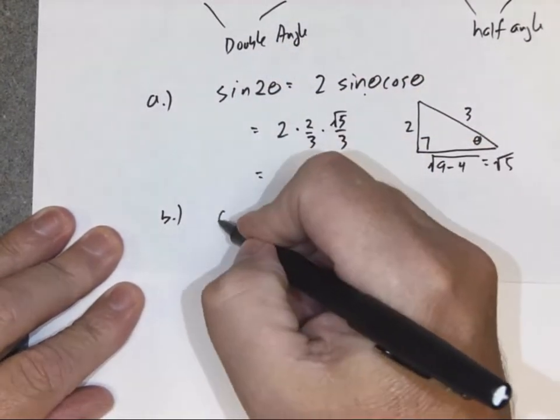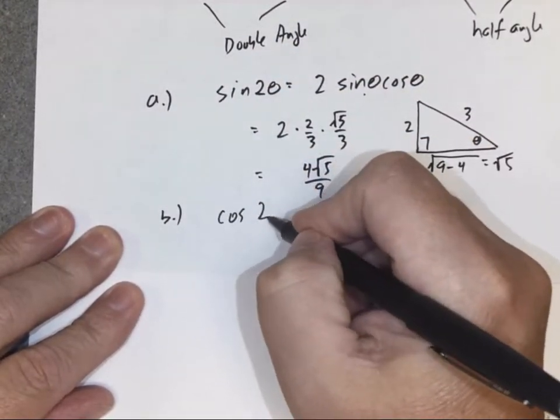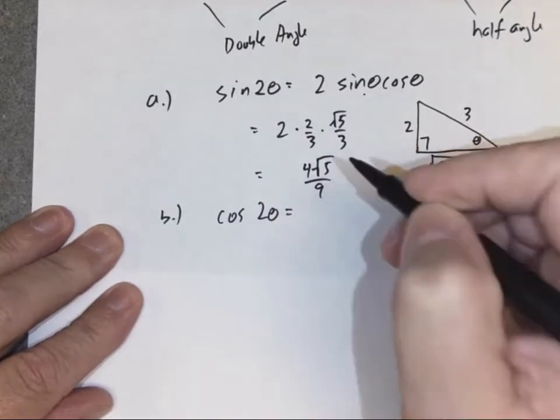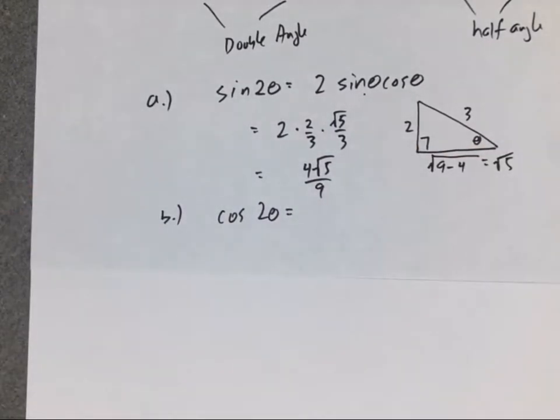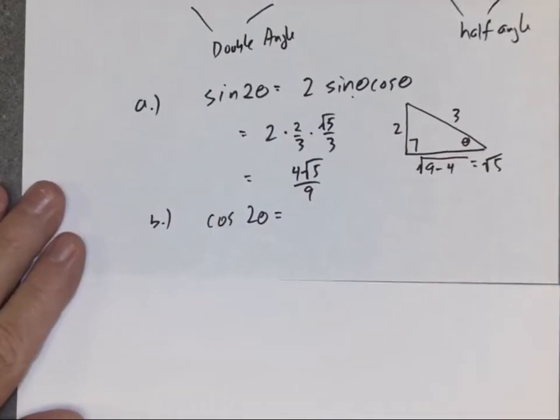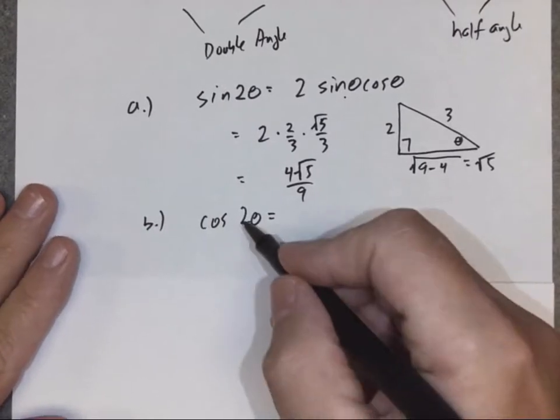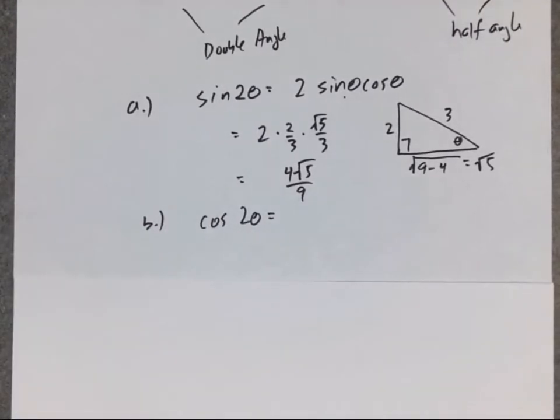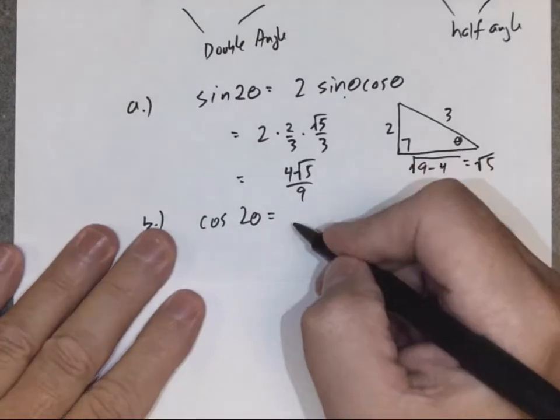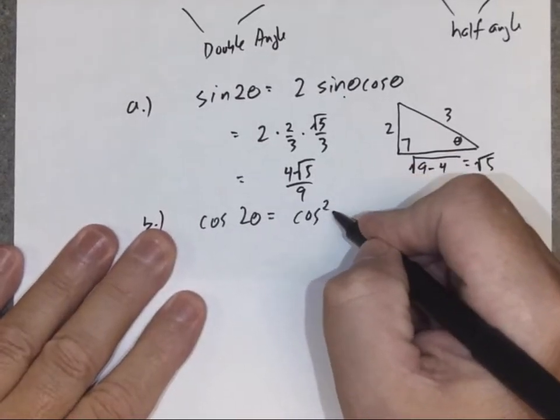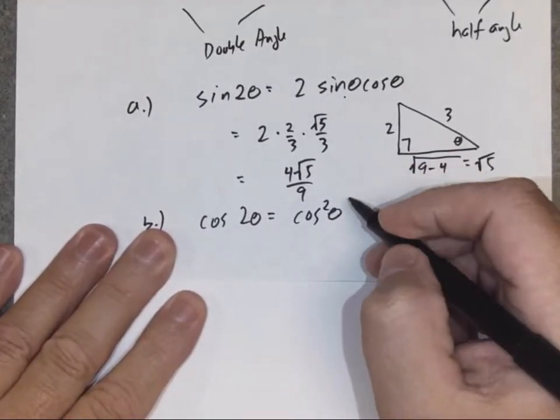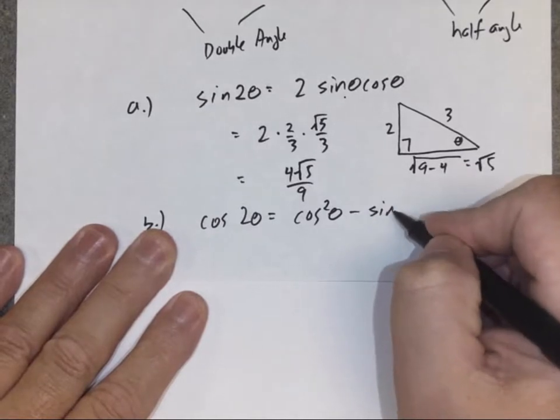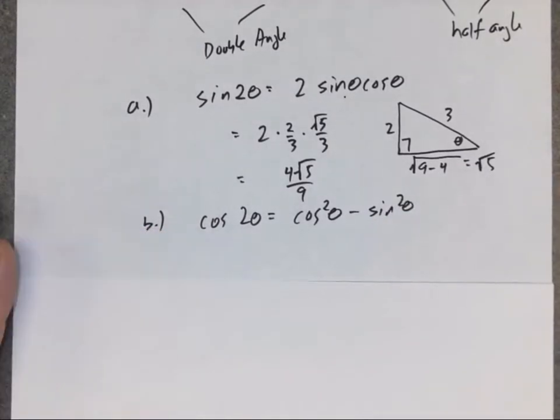Part B is cosine 2 theta. I'm going to look once again at my formula sheet, because with 2 theta I'm sort of stuck. Under double angle, cosine 2 theta is interesting because there are actually 3 choices. I almost always just do the first one, which says cosine squared of theta minus sine squared of theta.